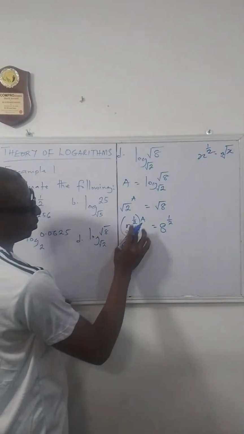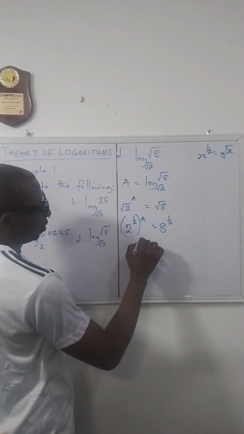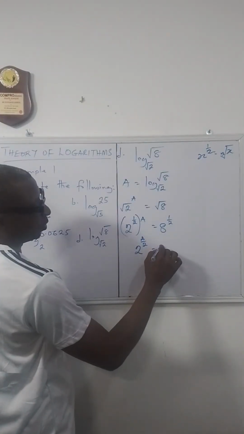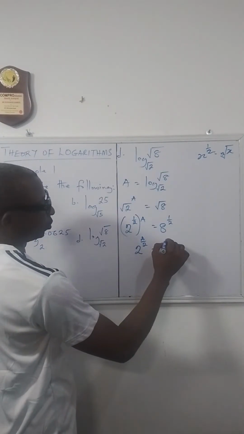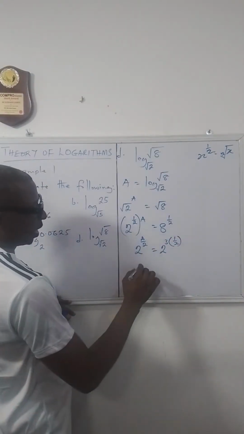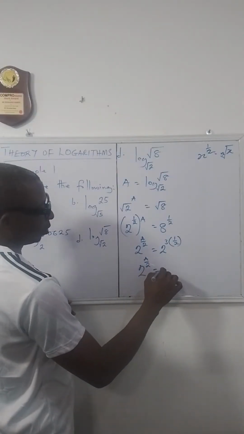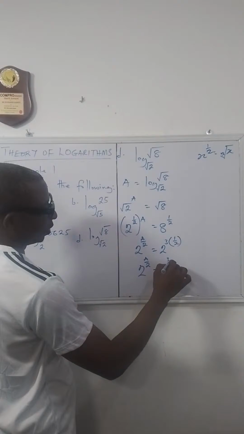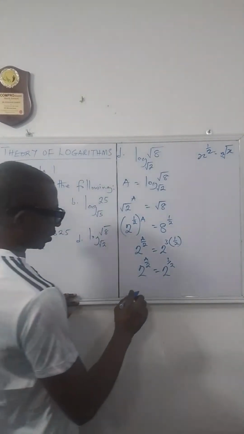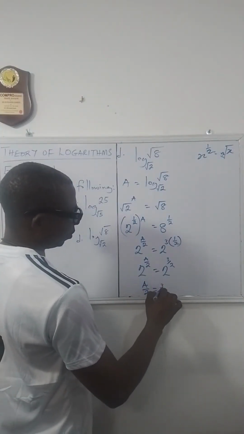Okay, so now let's multiply the power. So we have 2 raised to the power of a over 2 equals to, this is 2 raised to the power of 3. Okay, so 2 raised to the power of 3 times 1 over 2. So we have this as 2 raised to the power of a over 2 equals to 2 raised to the power of 3 over 2. So now you can see we have same base, so we can equate the powers. So we have a over 2 equals to 3 over 2.